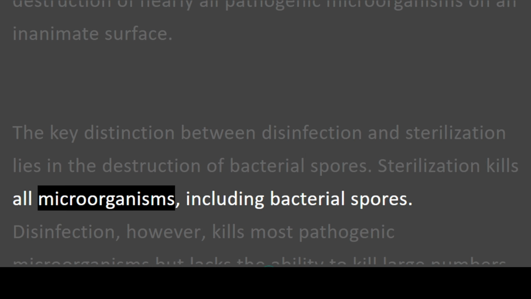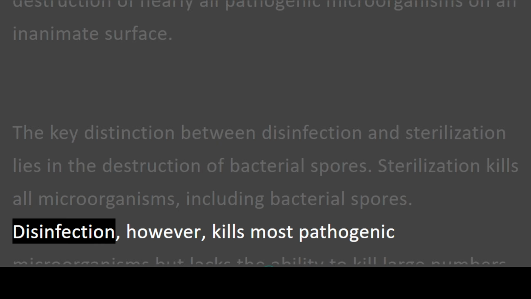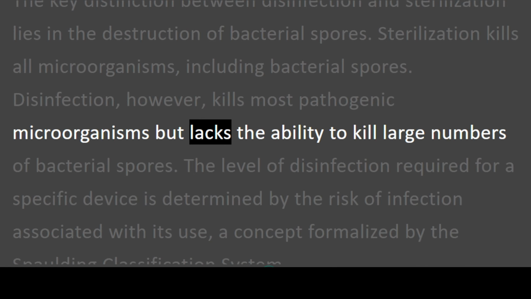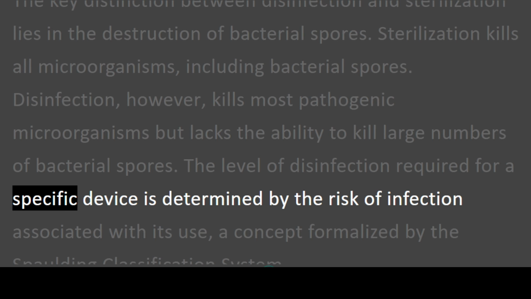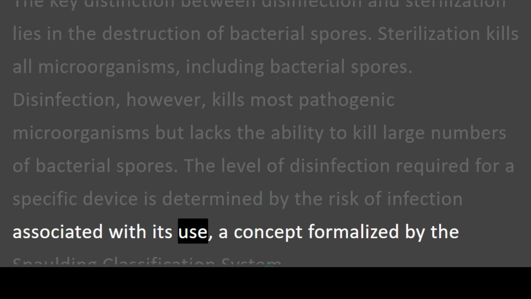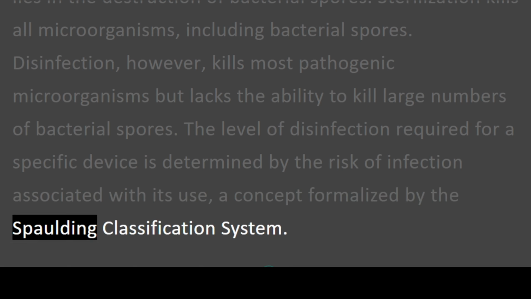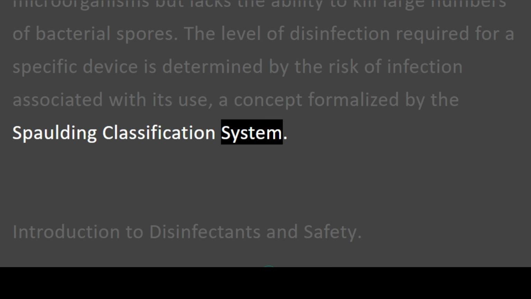Sterilization kills all microorganisms, including bacterial spores. Disinfection, however, kills most pathogenic microorganisms but lacks the ability to kill large numbers of bacterial spores. The level of disinfection required for a specific device is determined by the risk of infection associated with its use, a concept formalized by the Spaulding classification system.